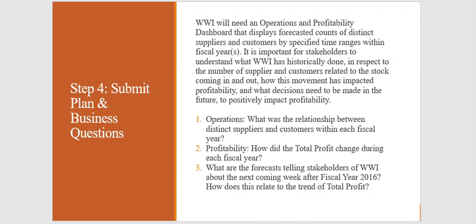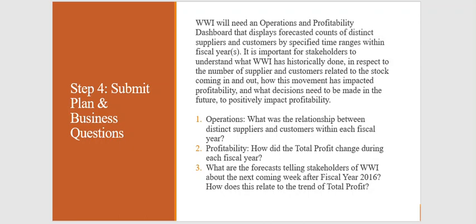So then, submit plan and business questions. I was able to narrow down my questions more specifically in relation to two categories, operations and profitability. For operations, my question was, what was the relationship between distinct suppliers and customers within each fiscal year? The profitability related question was, how did the total profit change during each fiscal year?